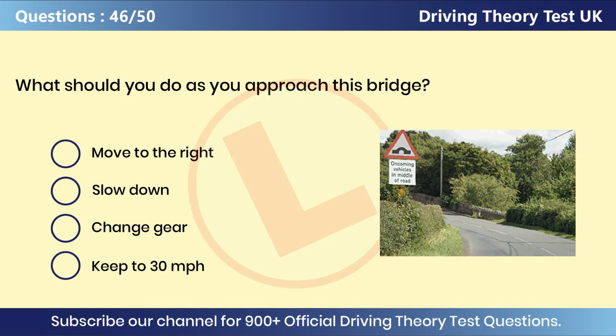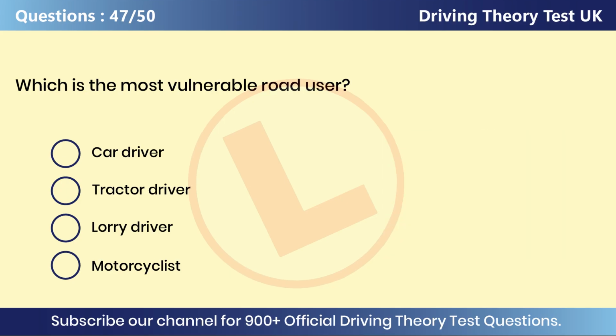Question 46. What should you do as you approach this bridge? A. Move to the right. B. Slow down. C. Change gear. D. Keep to 30 miles per hour. B. Slow down.